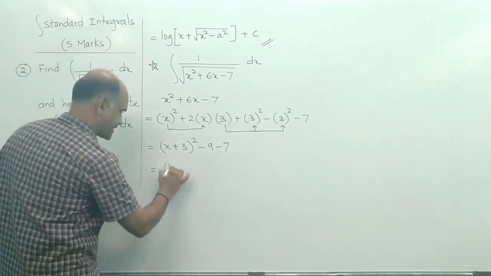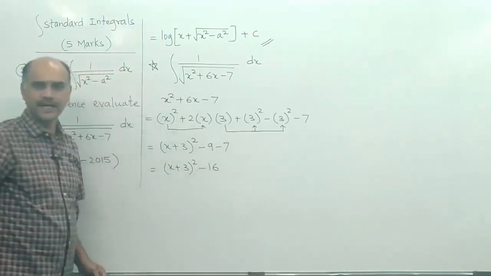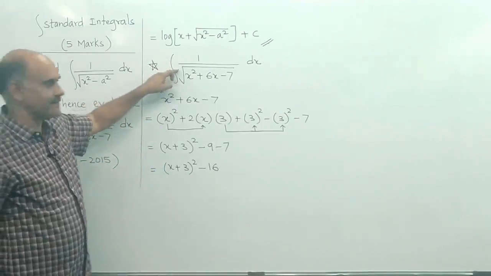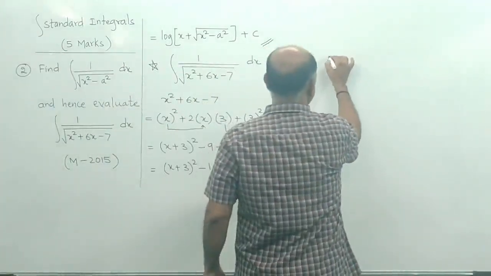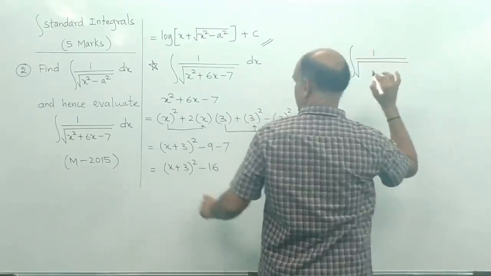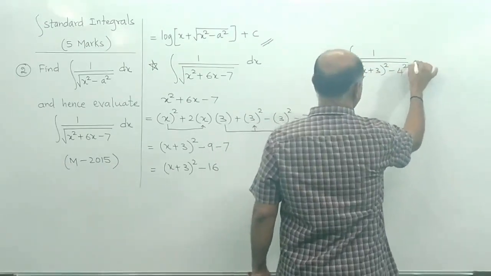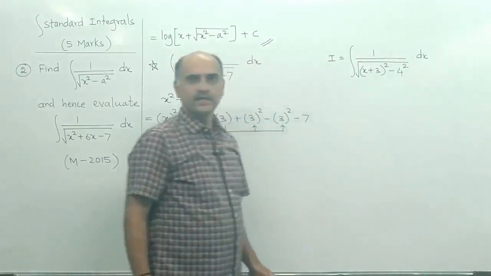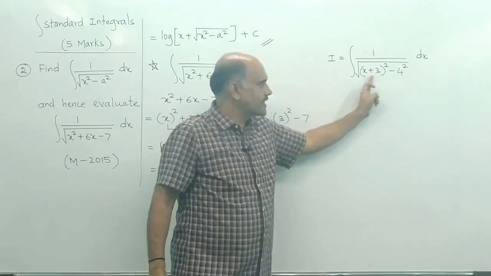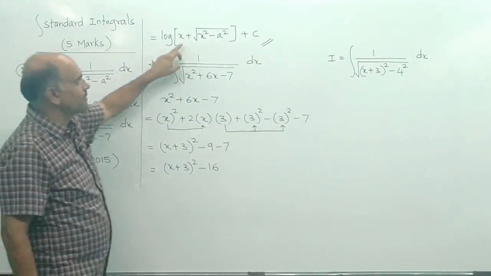So (x plus 3) whole square minus 9 minus 7 is minus 16. Now substitute this in the given problem and apply the formula. So I is equal to integral of 1 by root of (x plus 3) bracket square minus 4 square dx. Now if you observe here, it is in the form of root of x square minus a square. So apply this formula.